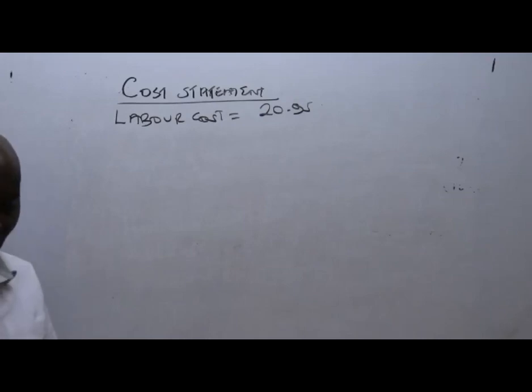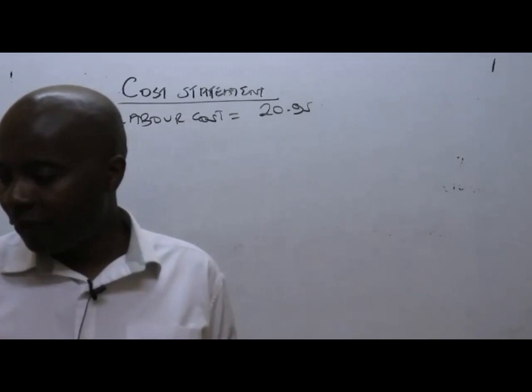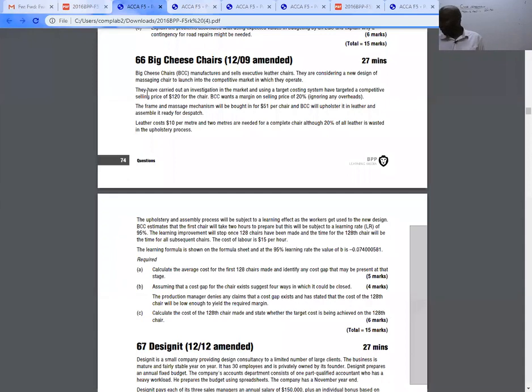How about materials? What have they told us? For materials, they've carried out an investigation in the market and using a target costing system, have targeted a competitive selling price. There is a frame and massage mechanism that will be bought in for 51. So we have a frame. Of course, each chair will take one frame. So that is 51.